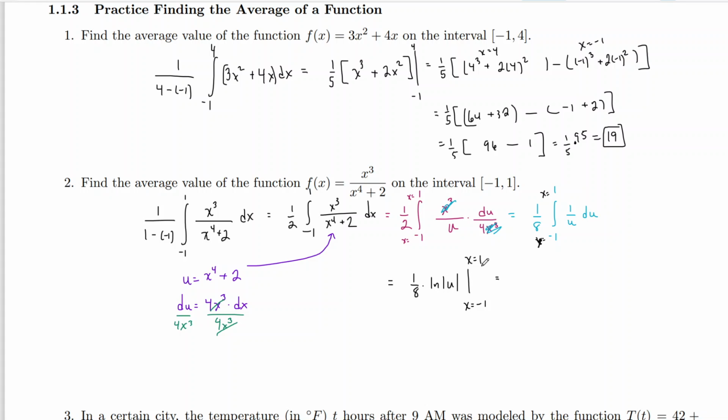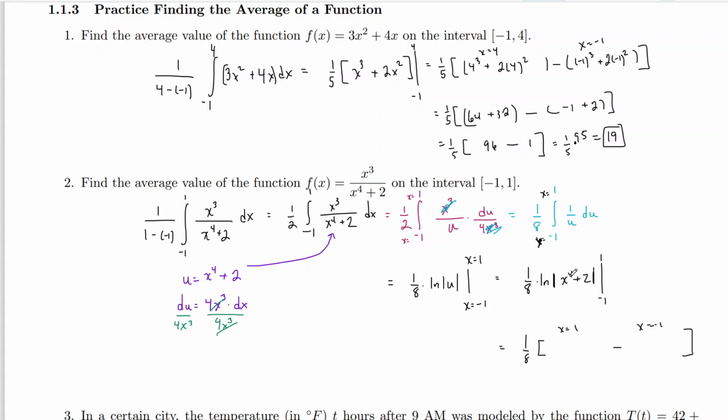Well, because we didn't switch our bounds, there's still an x. That means we need to convert back from u to x. So we got 1 over 8 times the natural log of the absolute value of x to the fourth plus 2. Right, these are the absolute value bars, so it doesn't look like a 1. And it's plugging in from x equals -1 to x equals 1. 1 over 8, now plug in 1, subtract, then plug in x equals -1.